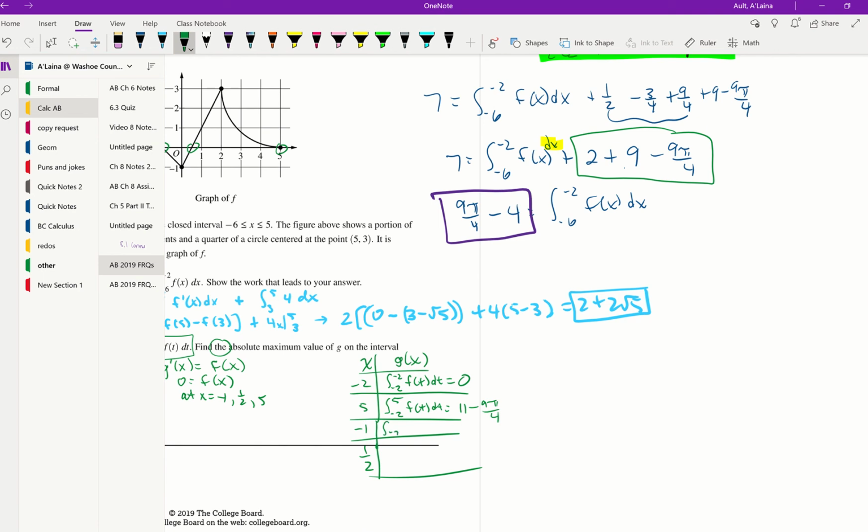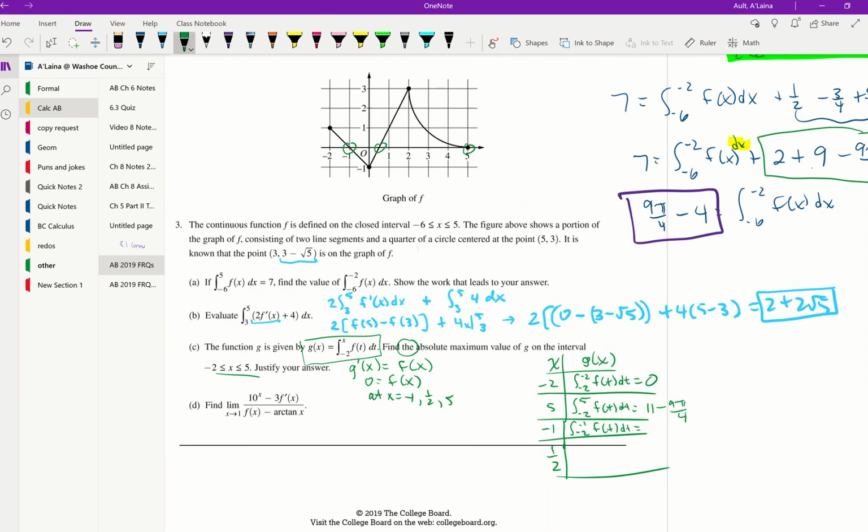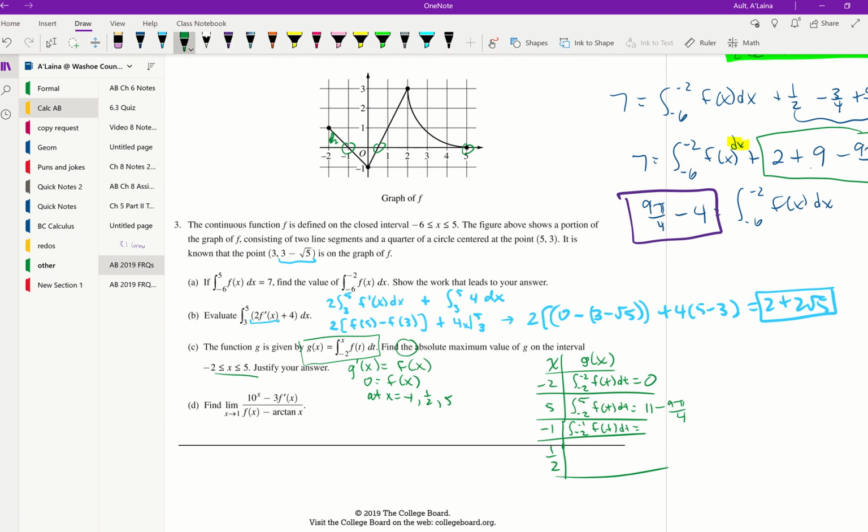And then the definite integral from -2 to -1 of f of t dt. From -2 to -1 is this triangle right here, which is 1/2 of 1 by 1, or 1/2. And then from -2 to +1/2 would be this triangle and this one. So that would be, of f of t dt would be 1/2 of 1 by 1 minus 1/2 of 1 by 3/2, which is -1/4.